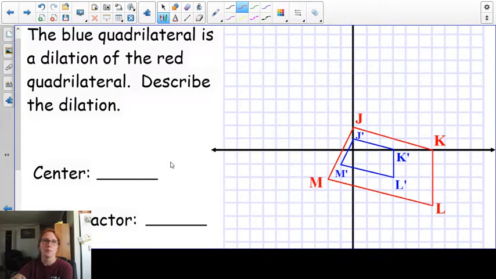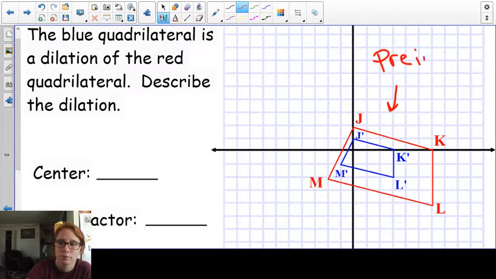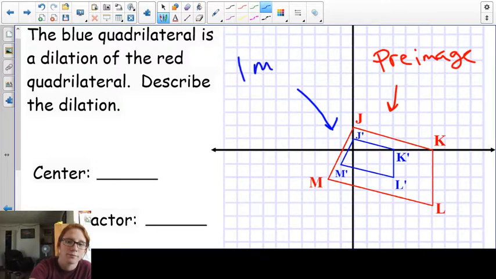All right. The blue quadrilateral is a dilation of the red quadrilateral. Describe the dilation. Which ones are original and which ones are changed? Which is the image, which is the pre-image? The red one is my pre-image, and that means my blue one has to be my image.